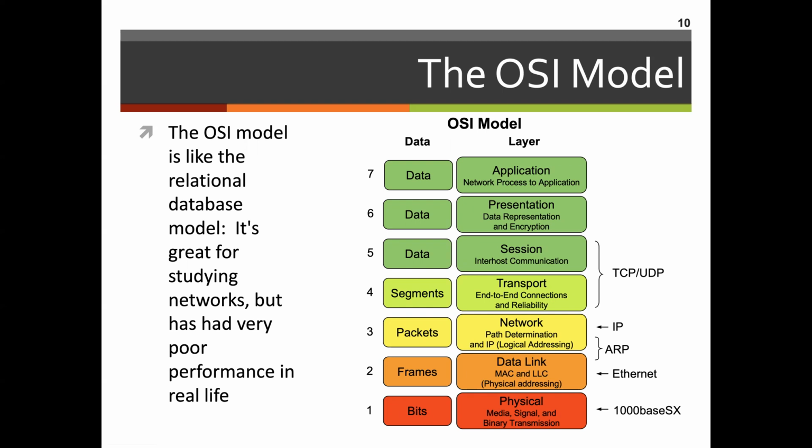And so one way to remember each of the layers associated with the OSI model is an acronym that goes, please do not throw salami pizza away. That'll enable you to remember each layer from the bottom up.